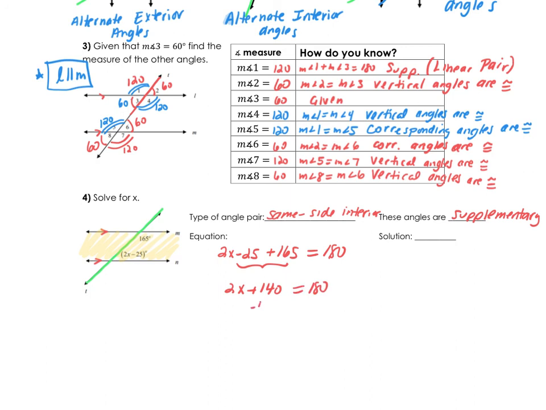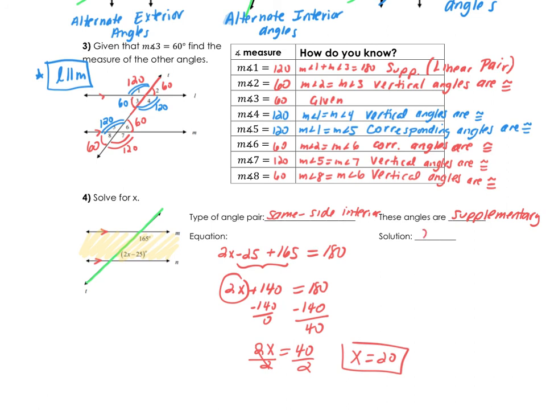Take and subtract 140 from both sides. 180 minus 140 is 40, so we have this 2x left over. 2x is equal to 40. Take and divide by 2, and we get x is equal to 20, and that's our solution. And of course, you can check it by plugging it back in.